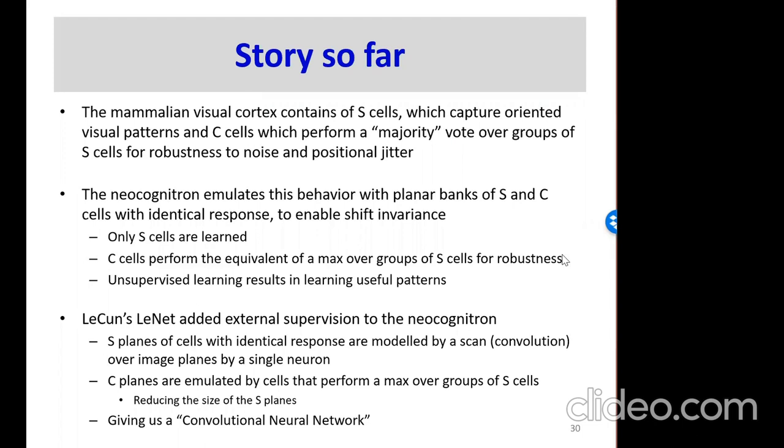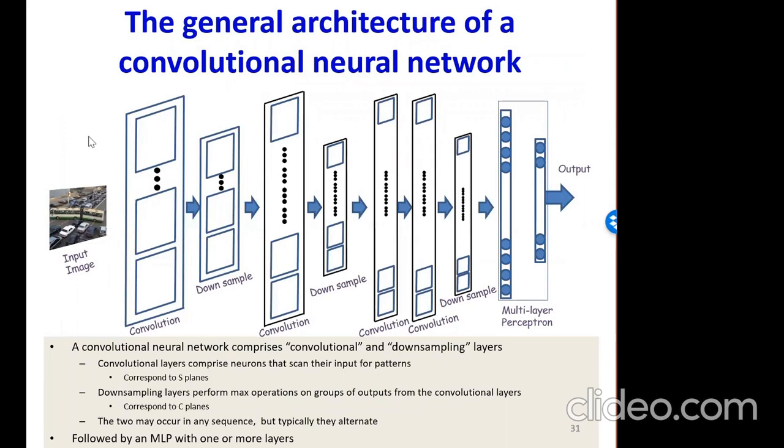Structurally, a convolutional neural network comprises convolutional and downsampling layers. Convolutional layers are scanning layers composed of neurons that scan their inputs for patterns. These correspond to the S planes in the Fukushima model. Downsampling layers are layers which perform max operations over groups of outputs from the corresponding convolutional layers. And in the process, they also reduce the size of the maps.